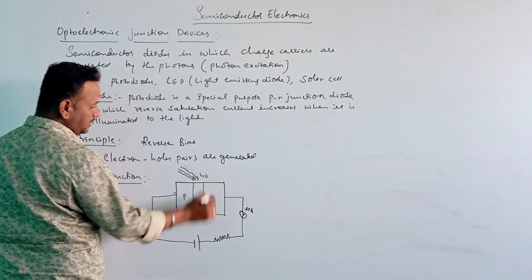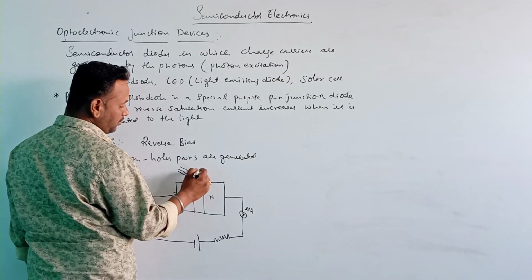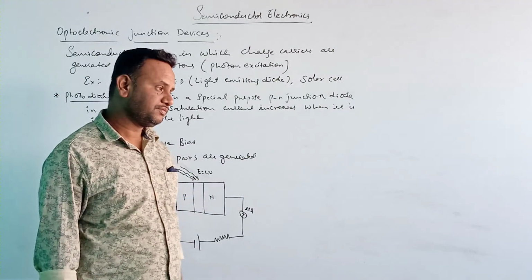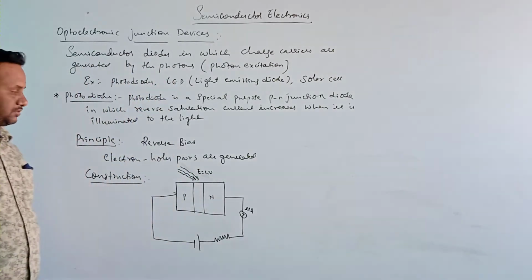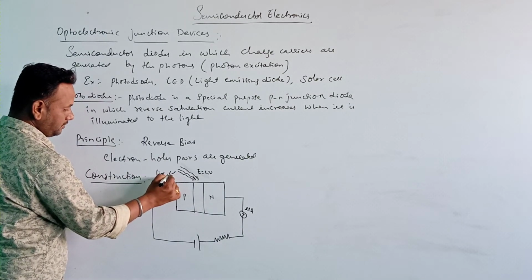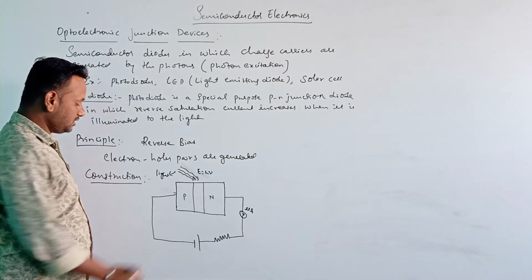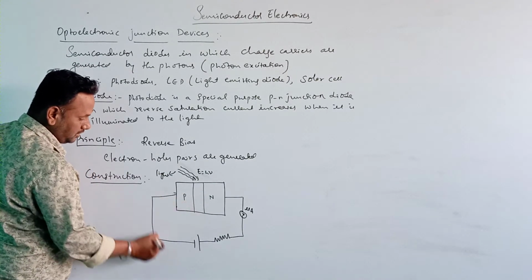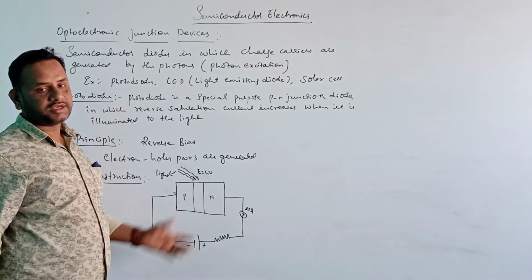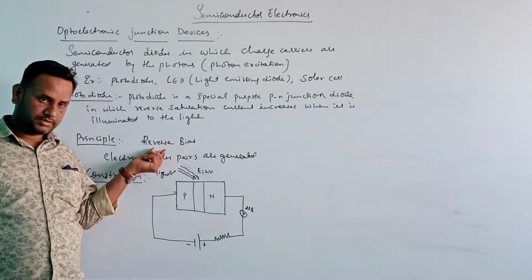It has energy h nu. We know that each photon has energy E equal to h nu. This is the light which is illuminated on the photodiode. Now we have connected the P region to the negative terminal and the N region to the positive terminal. We can say that this PN junction is under reverse bias.